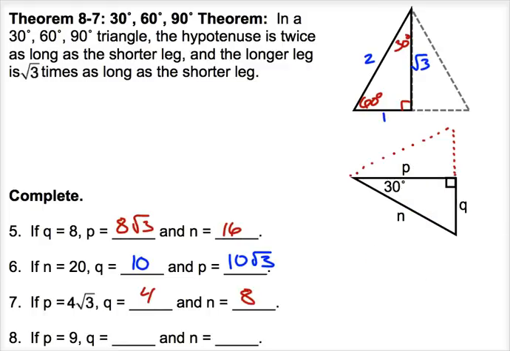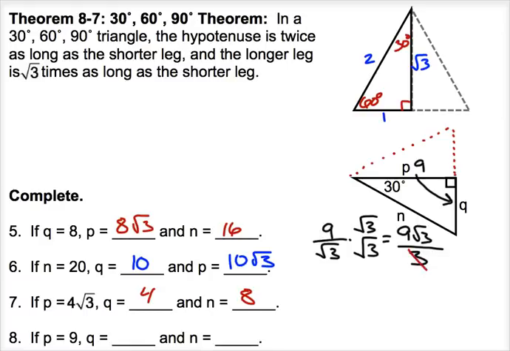Number 8, let's see. They tell us that p is 9. Right, well, if I go from 9 to the shorter leg, I need to divide by the square root of 3, which means I need to rationalize. So the top is going to give me 9 square roots of 3. The square root of 3 times the square root of 3 is just a 3. And now I can reduce, 3 goes into 9 3 times. And my final answer is going to be 3 square roots of 3. And I know now from here, 3 square roots of 3, when I go to n, it's just twice as big. So if you double 3 square roots of 3, you get 6 square roots of 3.